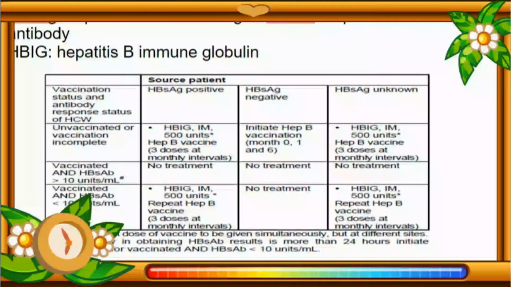Now, the hepatitis B immunoglobulin and the first dose of vaccine are to be given simultaneously but at different sites. If the delay in obtaining the hepatitis B surface antigen result is more than 24 hours, initiate treatment as for the vaccinated with anti-HBs less than 10 units per ml.